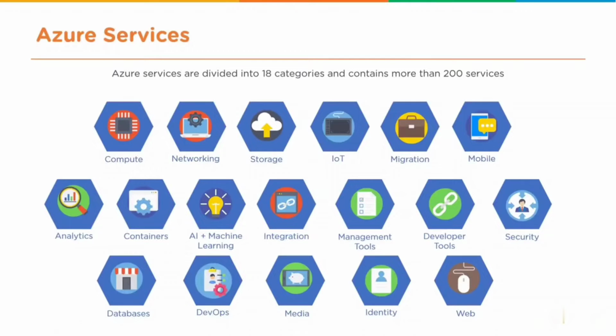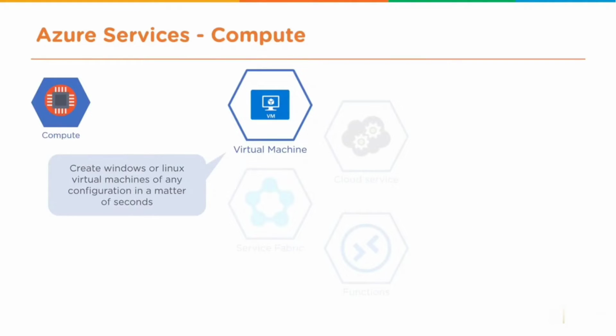So let's first start with compute services. First is virtual machine. With this service, you can create a virtual machine of Linux or Windows OS. It's easily configurable. You can add RAM, you can decrease RAM, you can add storage, remove it, all of it is possible in a matter of seconds.